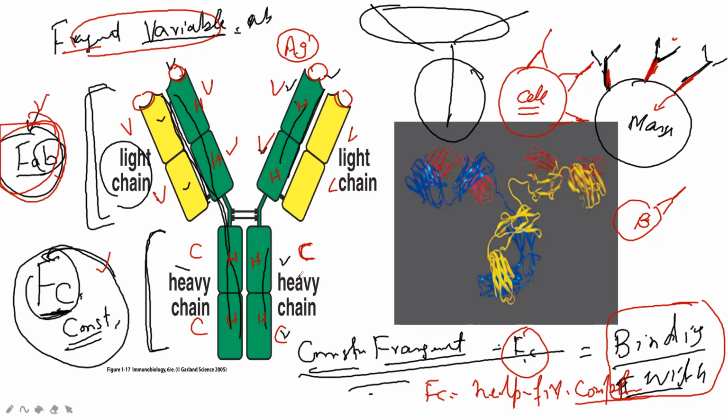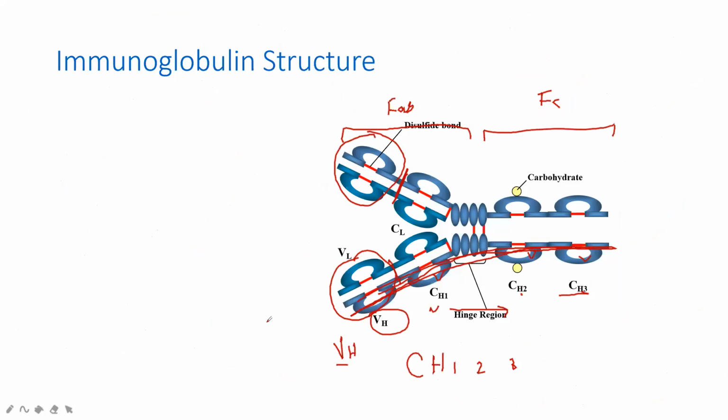Done? How many constant parts? This one is the constant part here. Clear? It's the constant part. How many constant parts? 1, 2, 3. Start counting from here: CH1, CH2, CH3. Which part of the FC segment is attached to the cell membrane? CH3. Okay, now let's talk about the light chain.